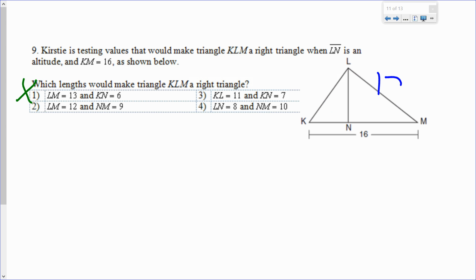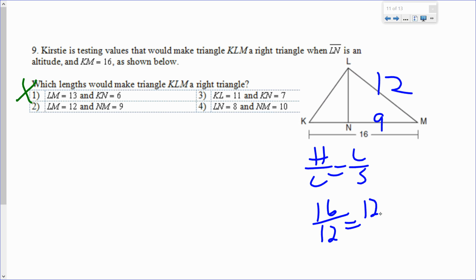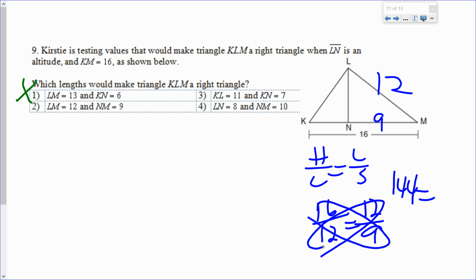LM is 12, NM is 9. That would be Hills again. 16 over 12 equals 12 over 9. I got a good feeling about this one. 16 times 9, use a calculator if you need to, is 144. 12 times 12 is 144. This one evens out. This one looks good.